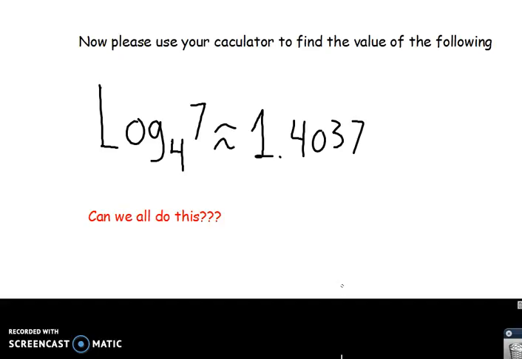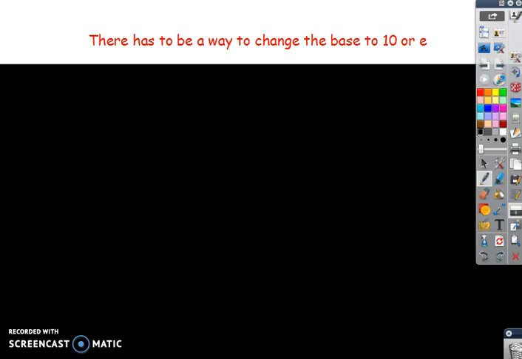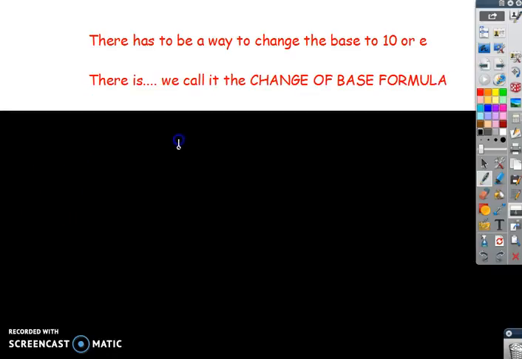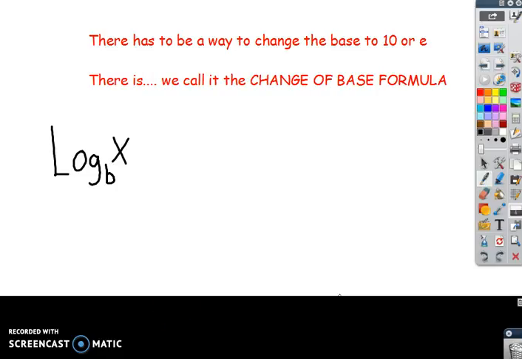If you can't do this immediately in your calculator, you need a formula to change the base. And it's all about that base. So let's work with that. So there has to be a way to change it to base 10 or base e, one that everyone's calculator, no matter how simple it is, can do. Well, it is. We call it the change of base formula. Shocking, I know. Here's how it works.